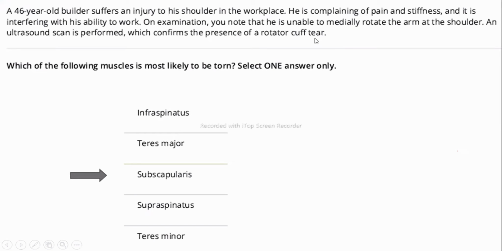So tear here, why did he say tear? He is unable to medially rotate, not only pain. If the patient has pain and is unable to move, it's a tear. If the patient has pain only, it's an impingement. Clear? So if the patient has pain and he cannot move, it means he has a tear. But if he has pain only, it means impingement.